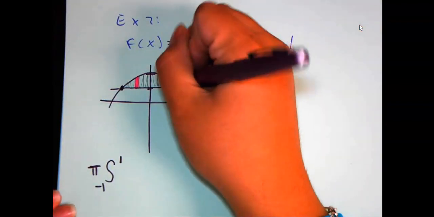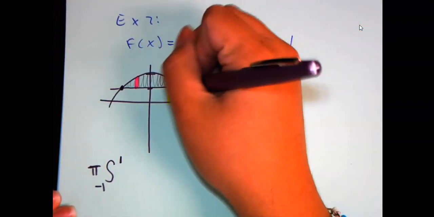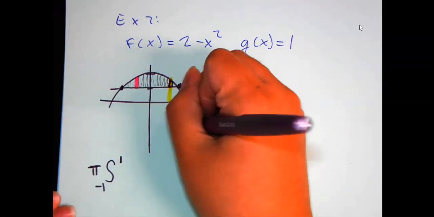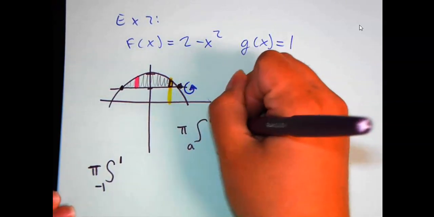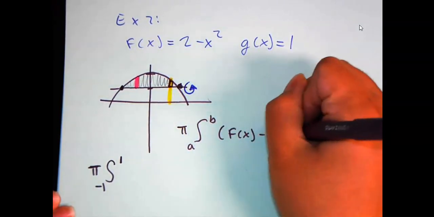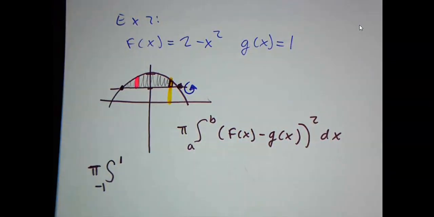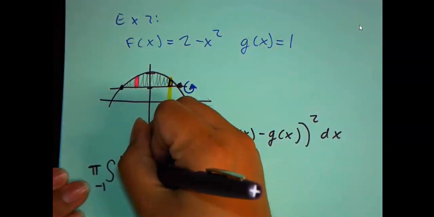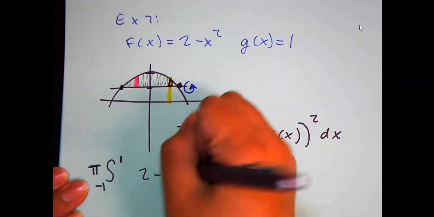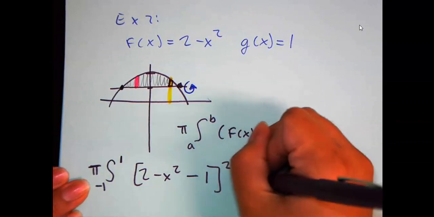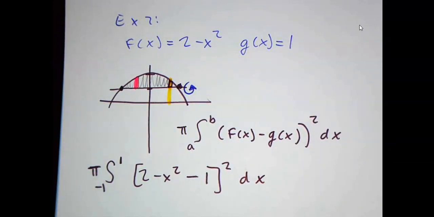So what we're going to do is the function f of x minus this right here, which is constant, it's g of x. To put it more generally, we're going to do from a to b, and I'm going to do the function on the top minus the function on the bottom, and then square it. That's what we're doing. So in my case, we're going to have f of x, which is 2 minus x, minus g of x, which is just 1. And then we square it.